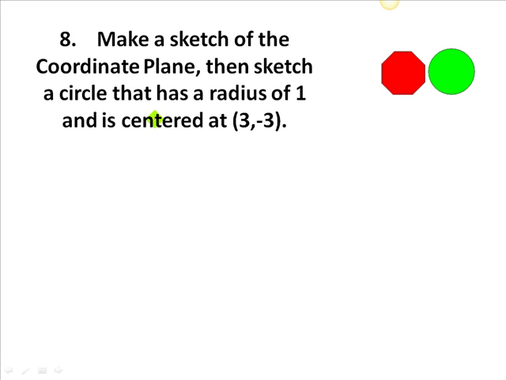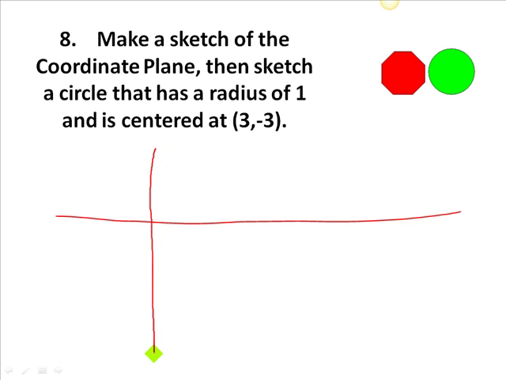Okay, we're going to make a sketch. Let's see how you did here. Right, it's (3, -3). First of all, I'm just going to draw my x-axis, and then I'm going to draw my y-axis, and so I'll put it over here, because this ordered pair, the center, is going to be in the 4th quadrant.